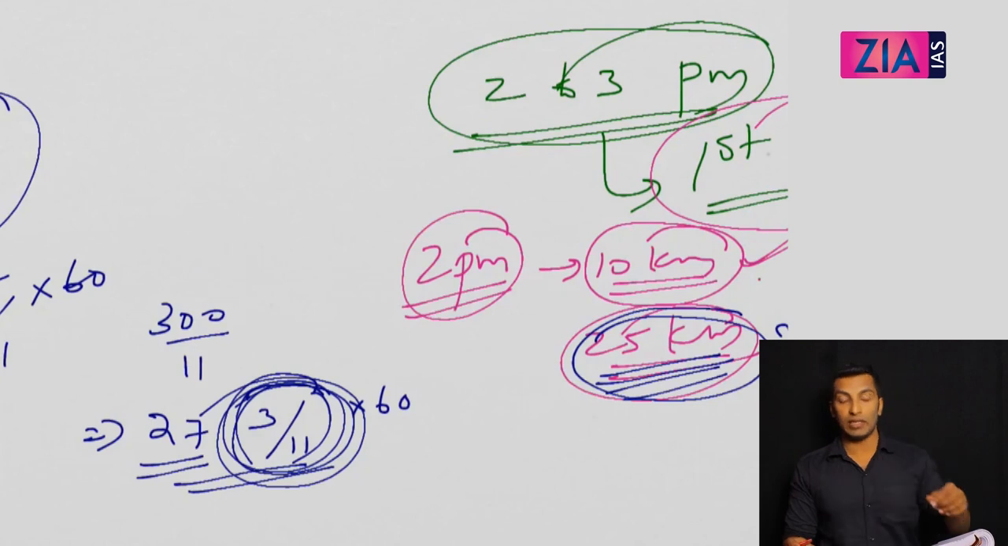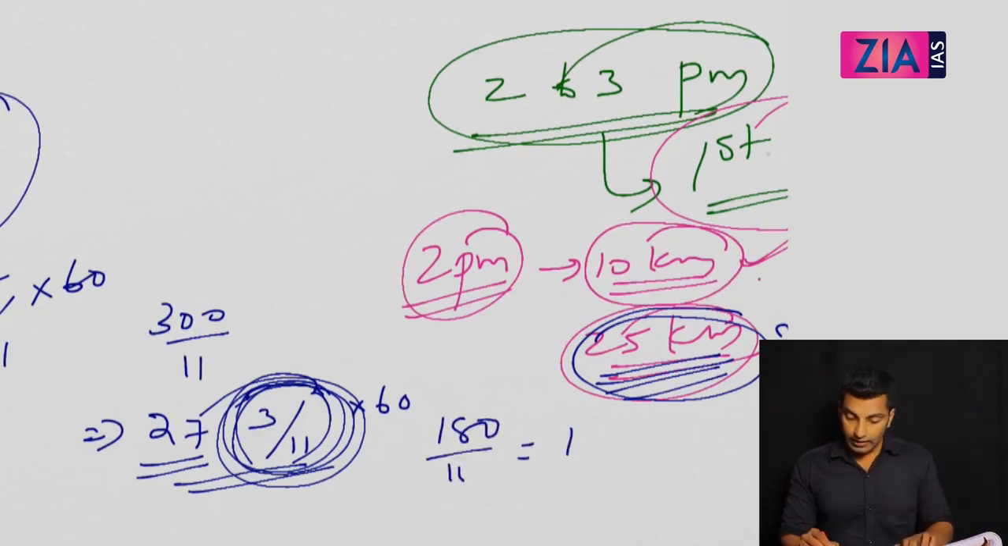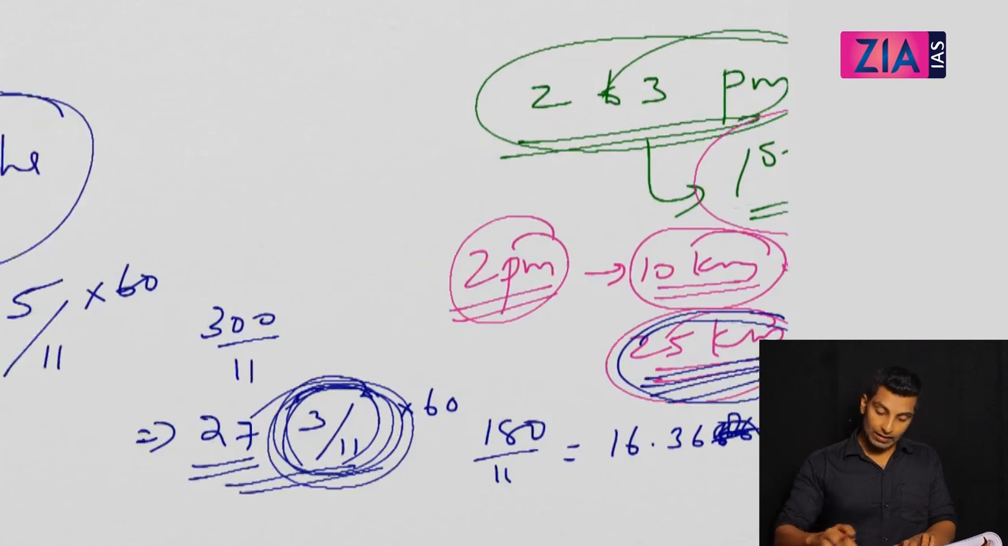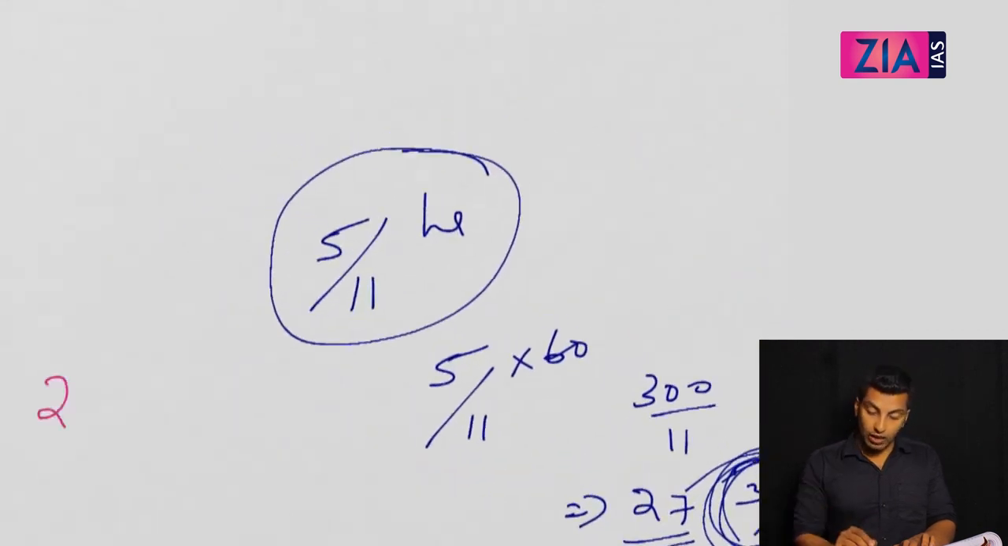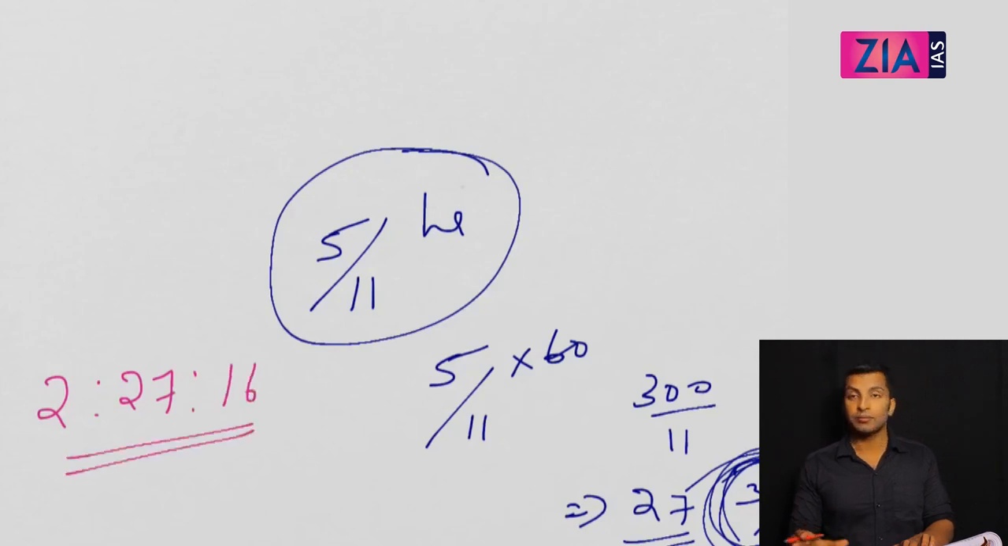So multiply with 60. So this is 180 by 11 and you will get 16.3636 recurring. Okay, so 16.36. So what is your answer? Your answer in this case is 2 hour 27 minutes 16 seconds. To be more precise, 16.36 seconds.